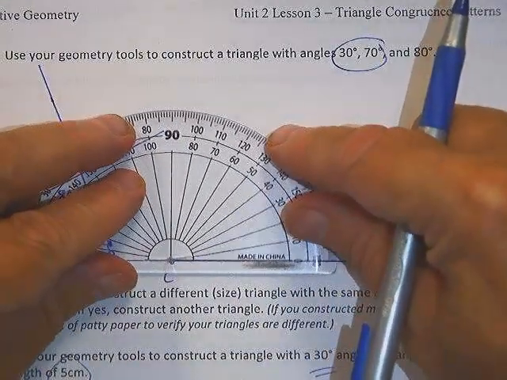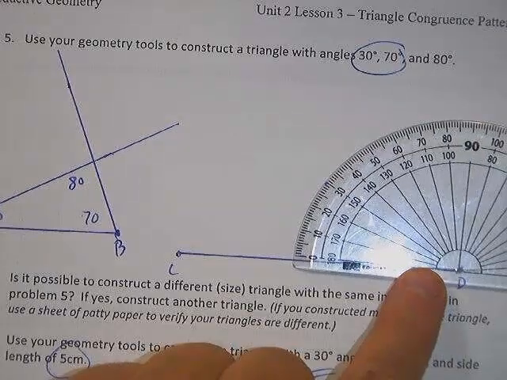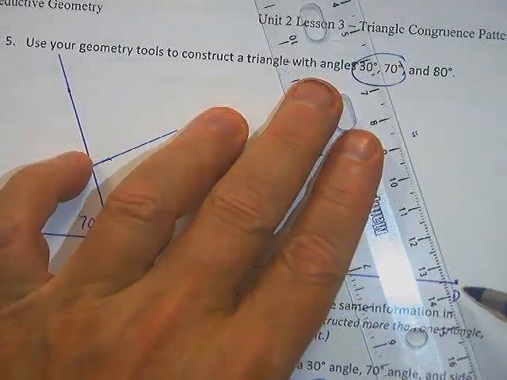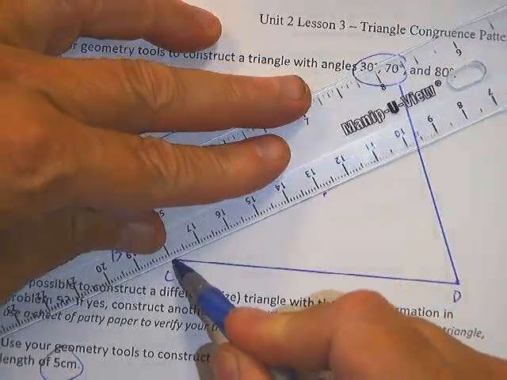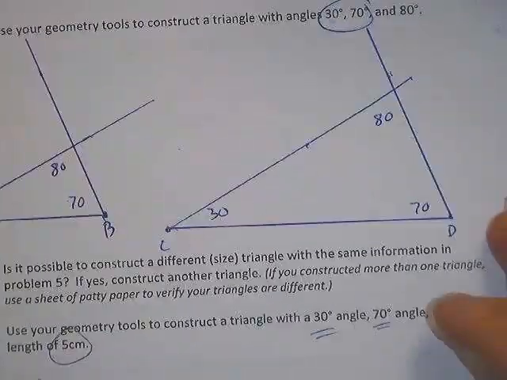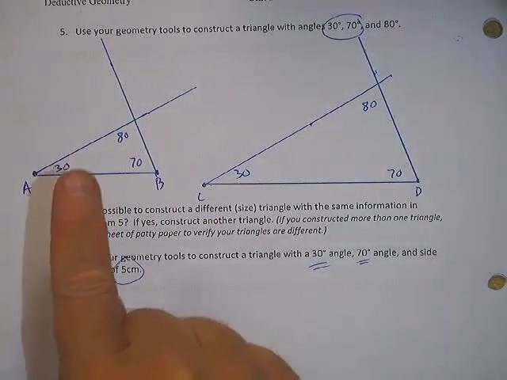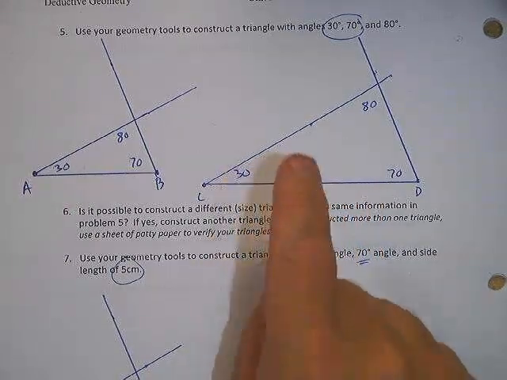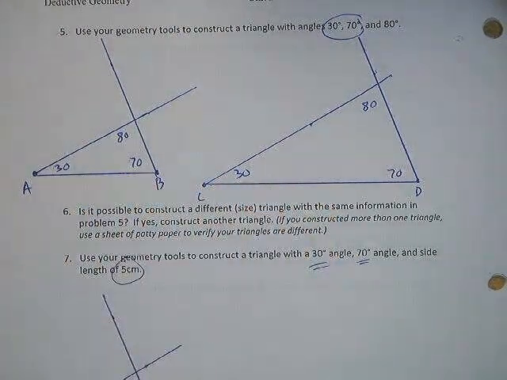So 30 on the right side again, 70 on the left side, and then 80 at the top. So there's no way that we can do a rigid transformation, take this triangle and make it fit this triangle, because rigid transformations do not change the size of the triangle. So these triangles are considered different even though the shapes look like they're the same.